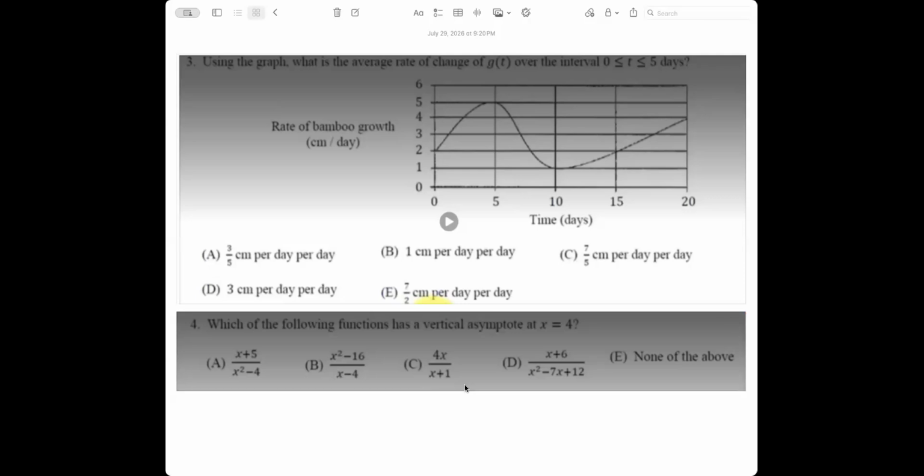Done. I'm done with the first one. I got A. And for the second one, I think, give me a second.